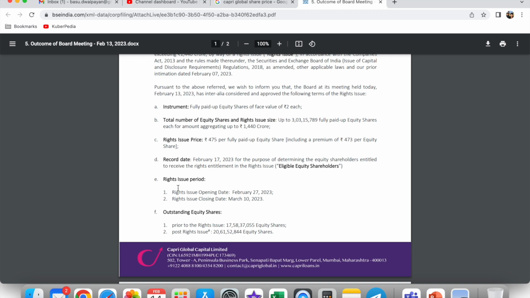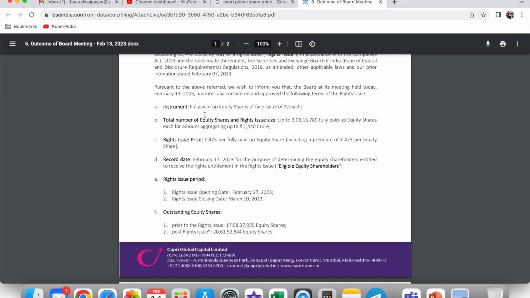Apart from record date, if you want to know about the issue open and close date, then the issue open close date generally is 2 weeks for all the issues. So here it is from February 27th to March 10th, so approximately 2 weeks. So you still have time, but obviously if you want to be eligible, you will have to buy shares in 3 days time so that it gets credited in your Demat account and then you get the rights entitlement later.